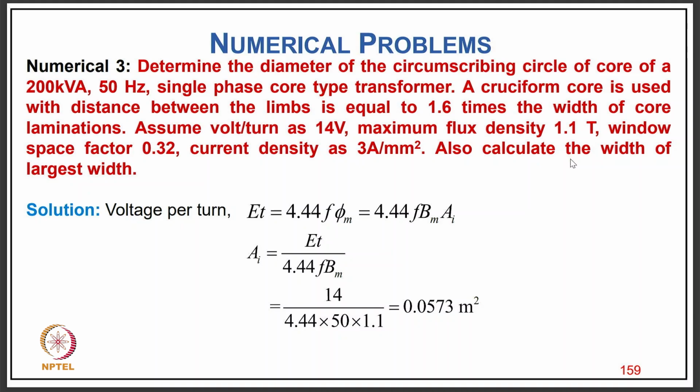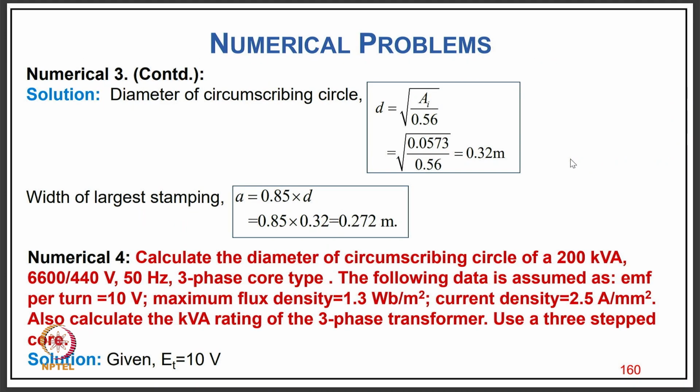So the volt per turn is Et equal to 4.44 f phi m and Ai equal to 80 upon 4.44. So Ai will become, putting the value, 0.0573 meter square. And the diameter of the circumscribing circle d is the square root of Ai upon 0.64, that comes 0.324, 0.36, and the largest stamping equals 0.85 d, so it becomes 0.72 meter.